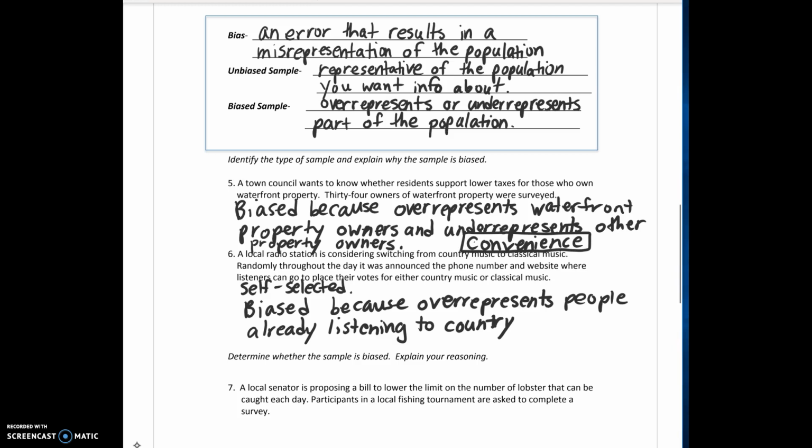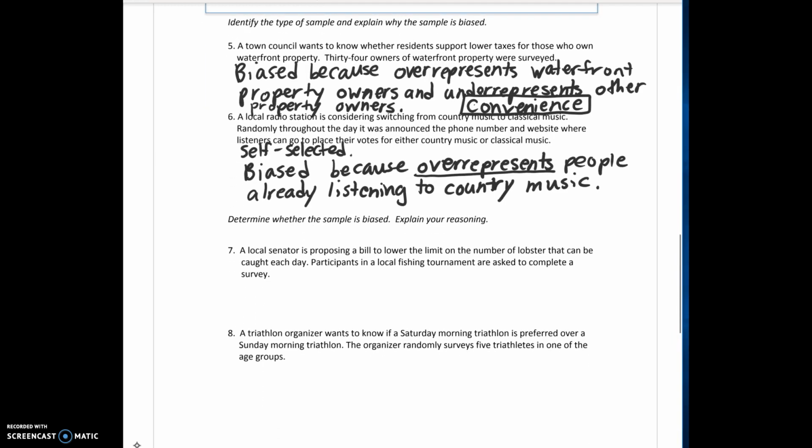And really, although some of them might like classical music, if they're listening to a country music station, they probably like country music and would prefer to keep it a country music station. Again, you don't have to say that. And you don't have to, I'm going to put in some of my answer keys, overrepresents and underrepresents a different population, but you only really need to say one or the other.